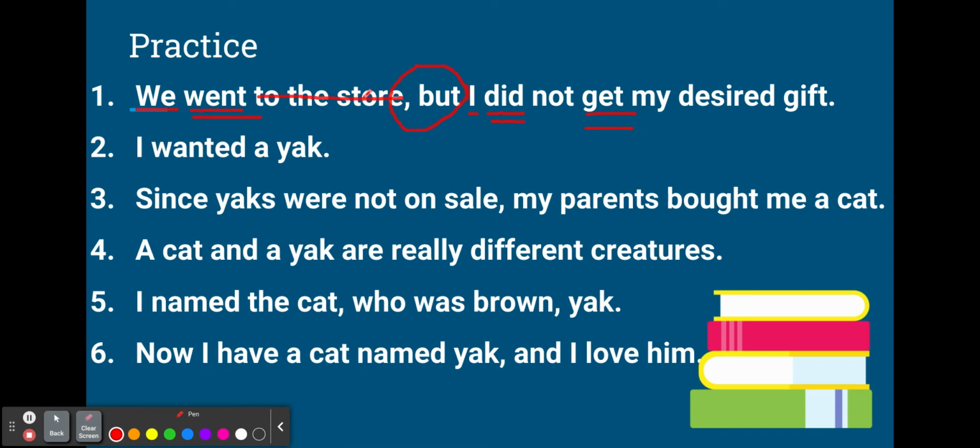We went to the store, subject, verb, complete thought. I did not get my desired gift. Subject, verb, complete thought. So we're going to call this one a compound sentence because 2 independent clauses joined in this way makes a compound.